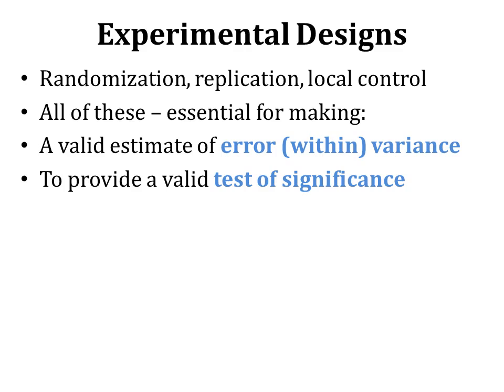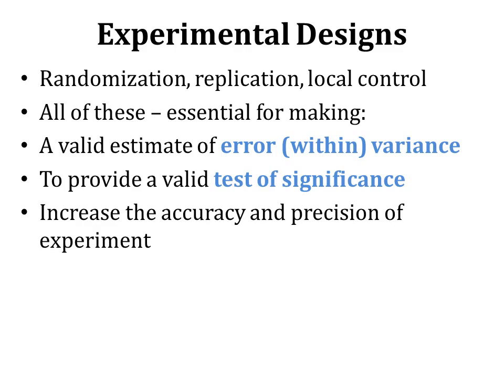So what is the magnitude of that variation which is introduced by the experimental errors? This is going to provide us a valid test of significance. It increases the accuracy and precision of your experiment. If your plants are growing in different sunlight or under different temperatures, then you're not going to be sure whether this is the temperature, or the sunlight, or the water content that has affected the plant growth, or is it only your treatments, right?